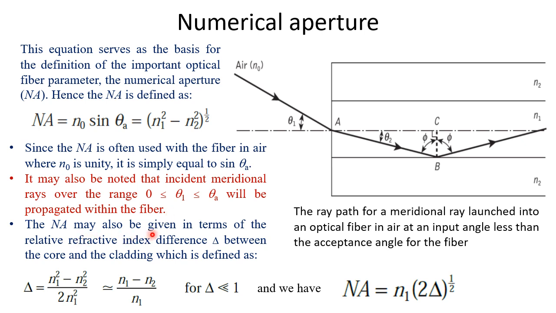The numerical aperture may also be given in terms of the relative refractive index difference, or delta. So we can write that delta equal to n1 square minus n2 square divided by twice n1 square, which is approximately n1 minus n2 by n1. So numerical aperture can also be written as n1 into square root of 2 into delta. So this is another relationship. Instead of writing it in this way, we can write the numerical aperture expression in this way.